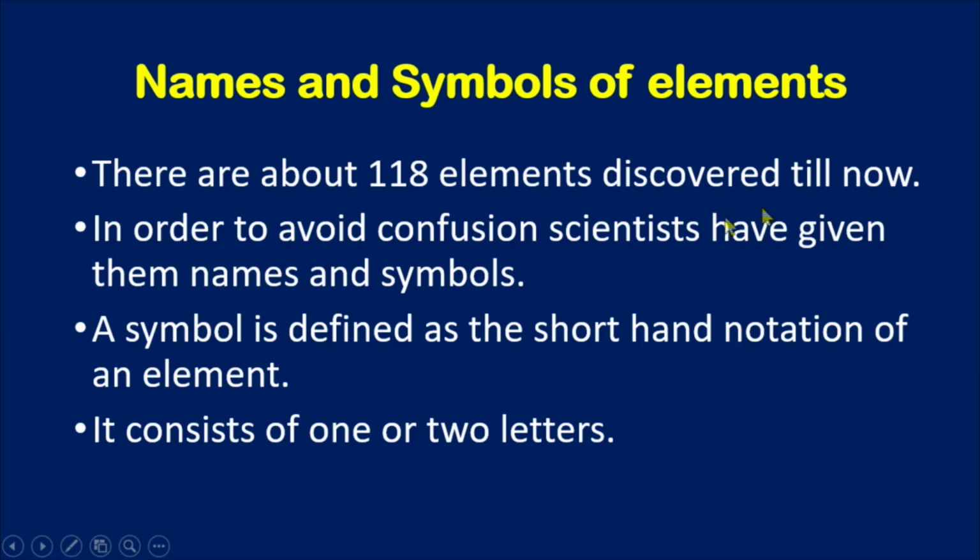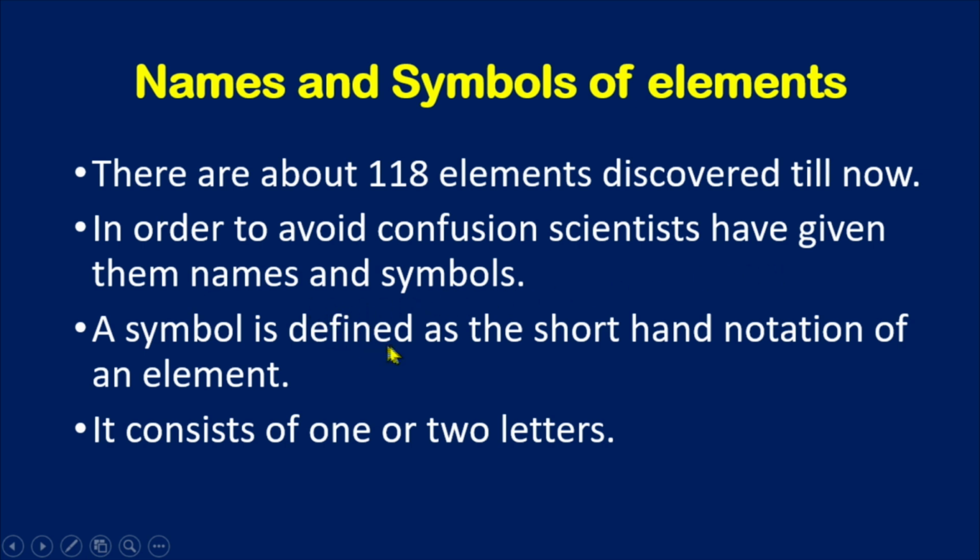So, already 118 elements have been discovered till date. To remember and to study their properties effectively, scientists had to name them, isn't it, children? So, let us see how the naming process started. There are about 118 elements discovered till now. In order to avoid confusion, scientists have given them names and symbols also.